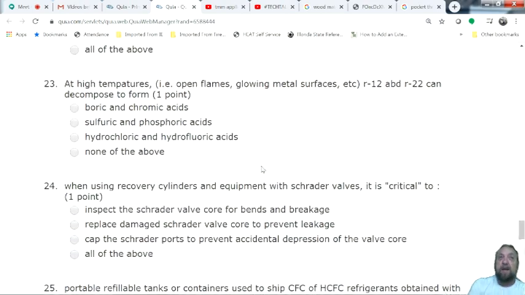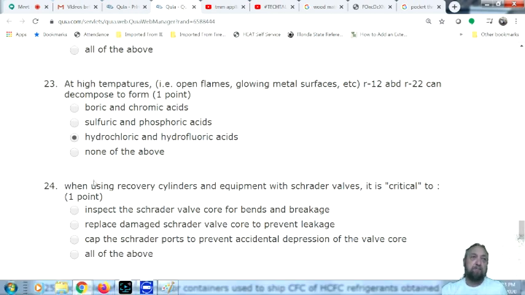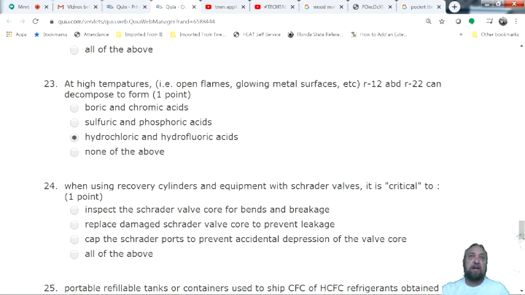Number 23? What acids? We've talked about this too. Sulfuric and phosphoric acids. Hydrochloric and hydrofluoric acids. Okay? Those are the acids when you heat up refrigerant.